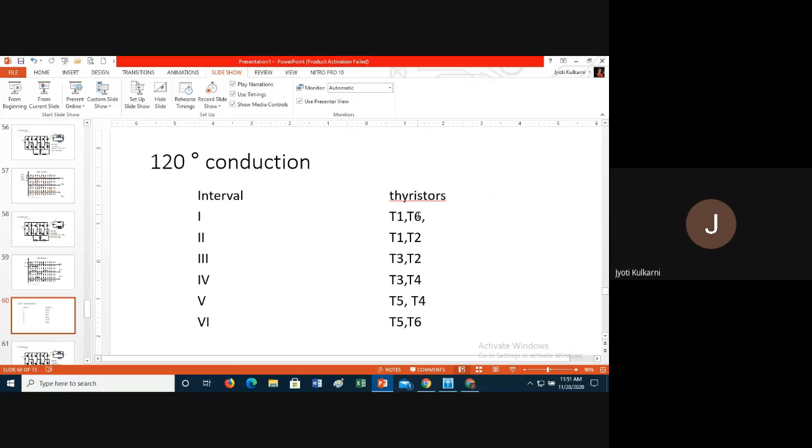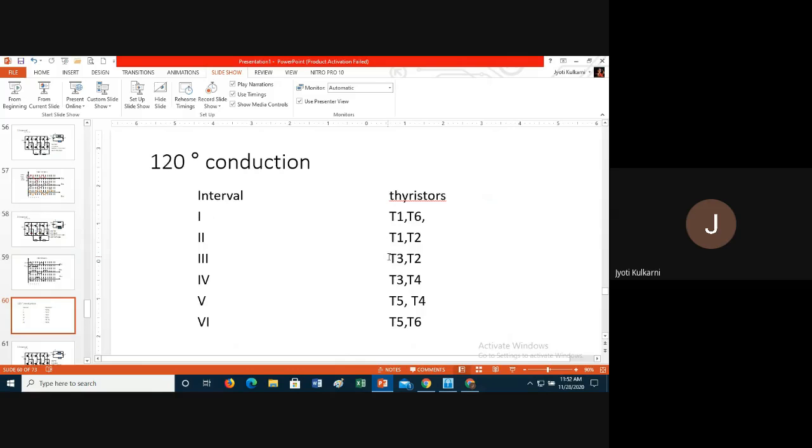Now why two devices, I said? Because each device is having 60 degree step. So to make 120 degree conduction, obviously how many devices do I have to take into consideration? Only two devices. So here in 120 degree conduction, only two devices come into the picture.